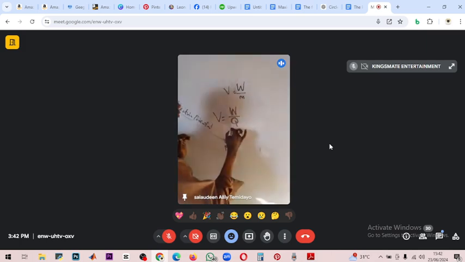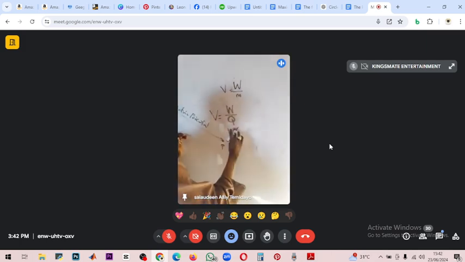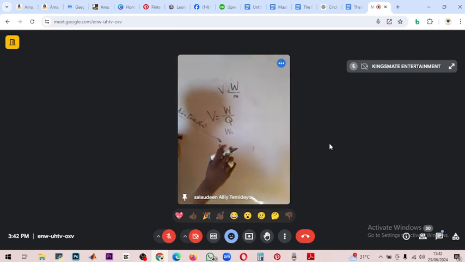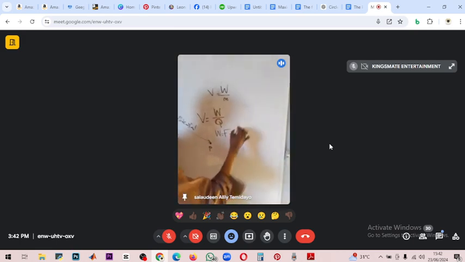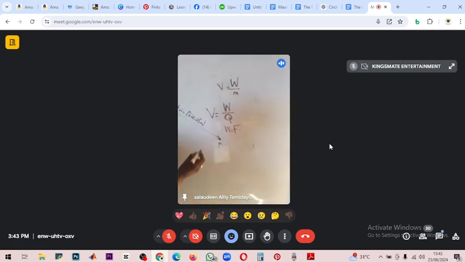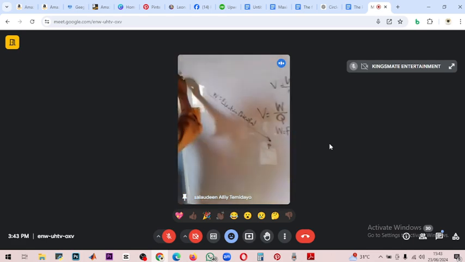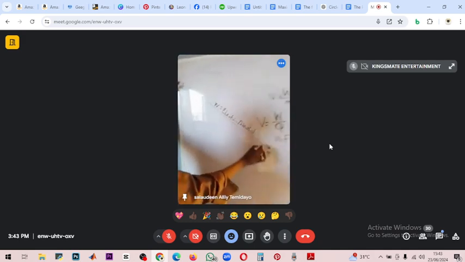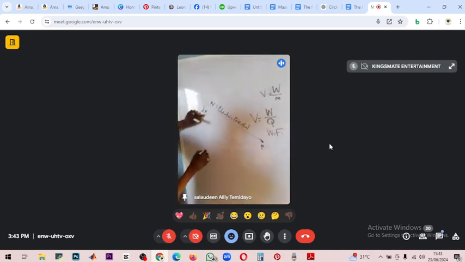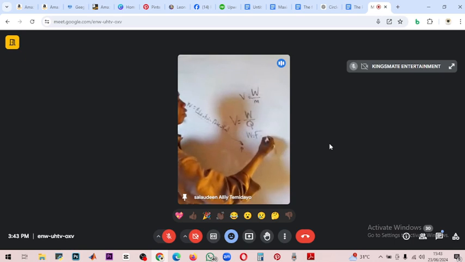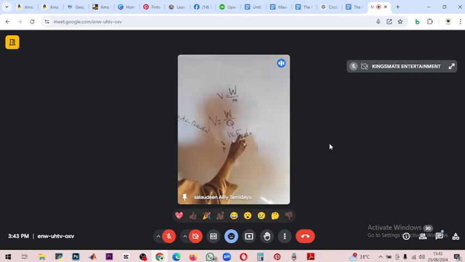I don't want to solve much. Remember very well that W is equal to work done. The formula for work done is force times distance. So if this is the distance from infinity, the distance to P is x. So that will be force times x.